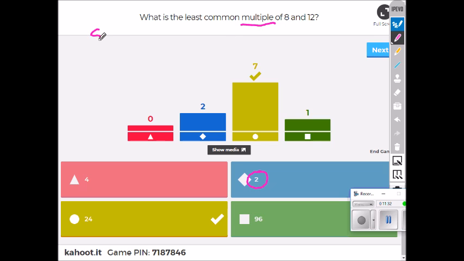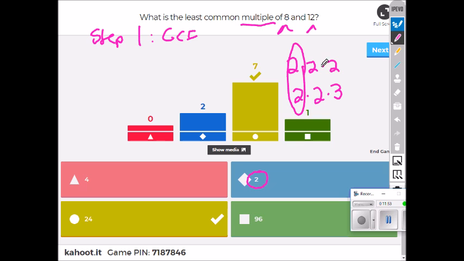So what's the first step to finding LCM? What's the first step to find LCM? You got to find the GCF. So you should, again, do your trees. I'm going to skip it just for time's sake. It would be 2 times 2 times 2, and 2 times 2 times 3, right? Everybody got that? We know that we have common 2s, common 2s. What's the GCF, first of all? 4. It is 4. Good job.